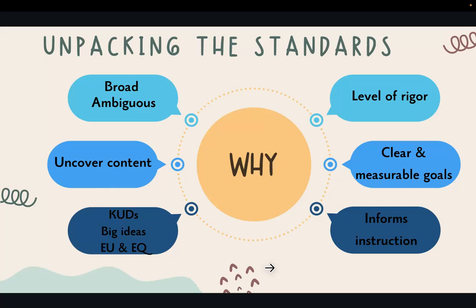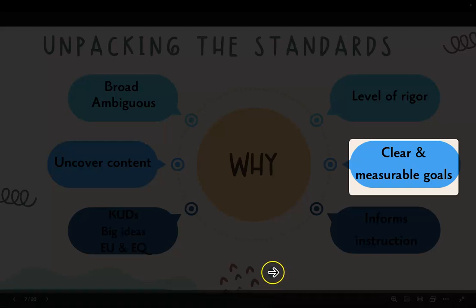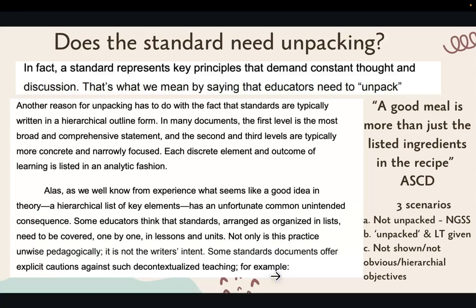So again, at the collaborative process, determining the level of rigor, unpacking will allow us to determine that. And unpacking will allow us to set clear and measurable goals that will inform instruction. So those are some reasons for unpacking.